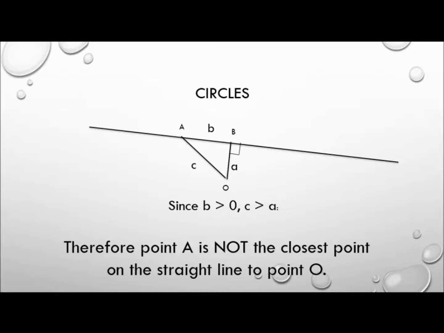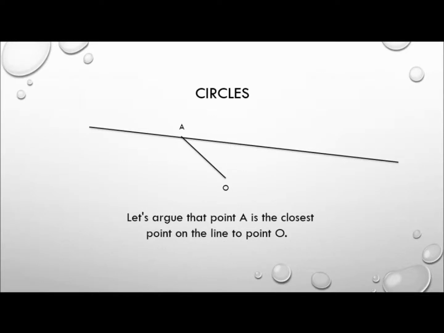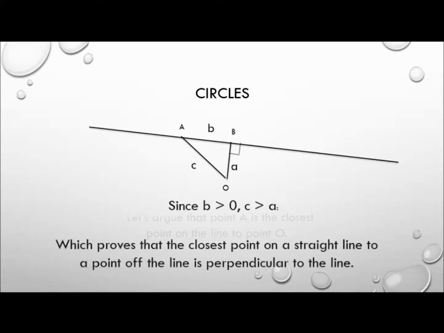Therefore, point A is not the closest point on the straight line to point O. But we made the point that point A is the closest point on the line to point O. But we've just proved that that's not true, because you can always find a closer point, and that would be the perpendicular line. And that proves that the closest point on a straight line to a point off the line is perpendicular to the line.